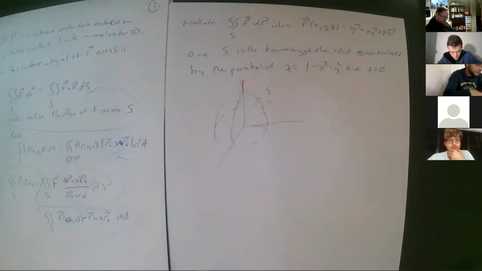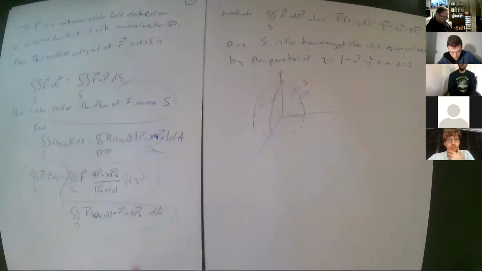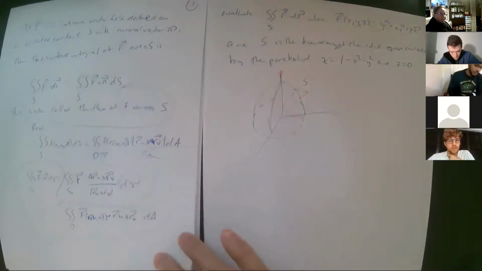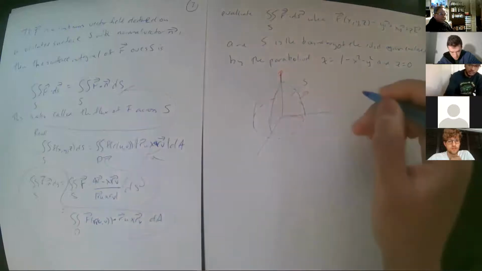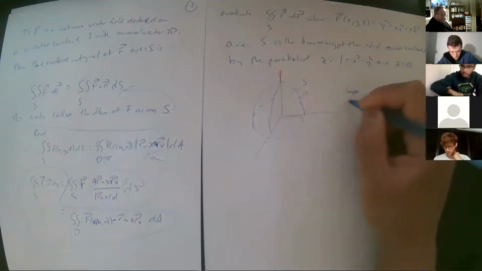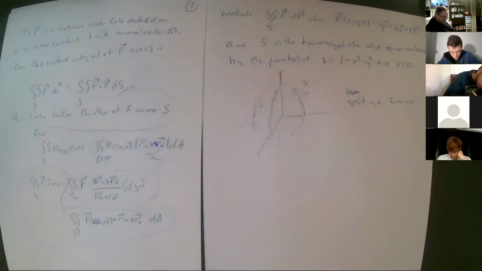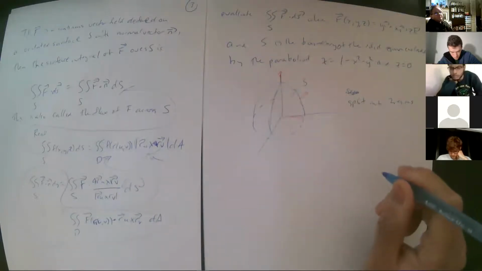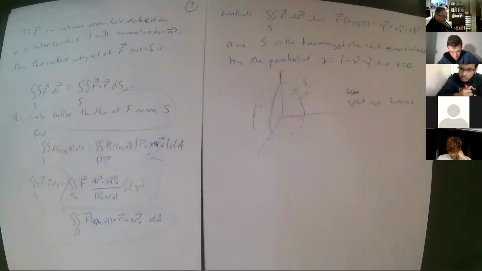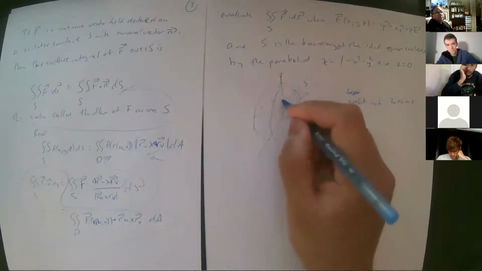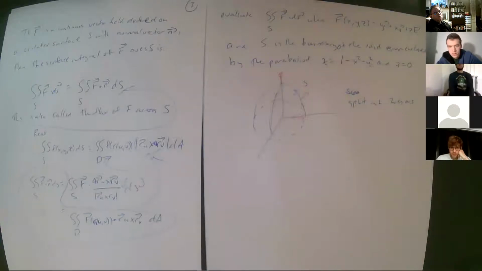So how do we compute this? We got a formula right here. We're going to split this into two regions. We'll do the hat, just the cap. So what's the domain of this region here? What's the parameter domain in the XY plane?